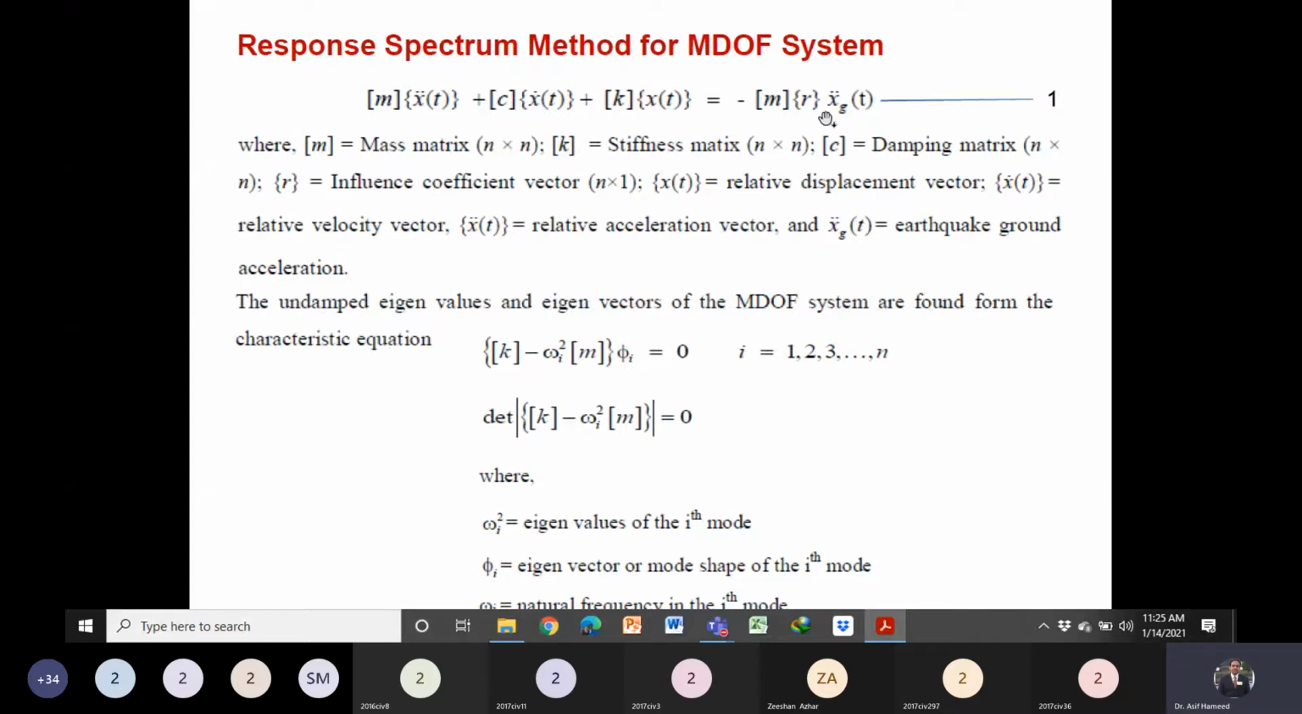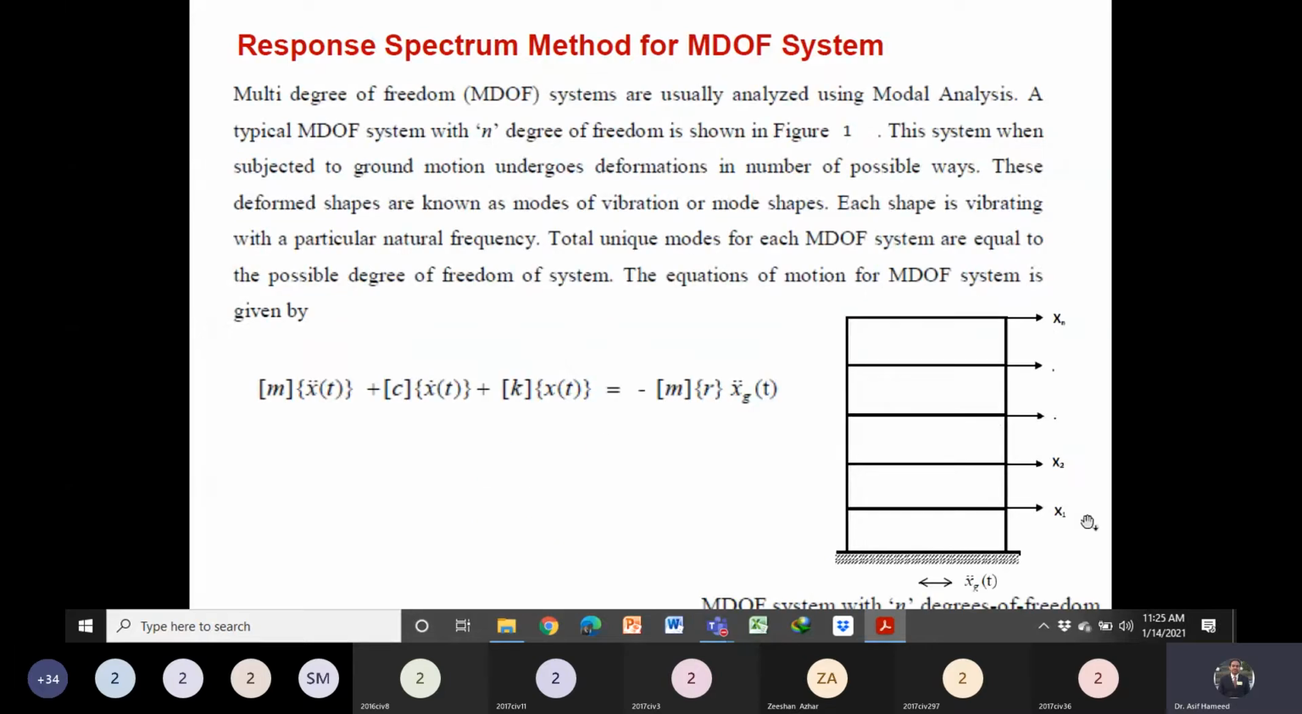Influence coefficient vector, R is the influence coefficient vector. What is the influence coefficient vector? Look at this multi-degree freedom system. Because of the earthquake excitation, the inertial force will be in which direction? If the load is in this direction, inertial force will definitely be a resisting force, but in the opposite, negative direction.